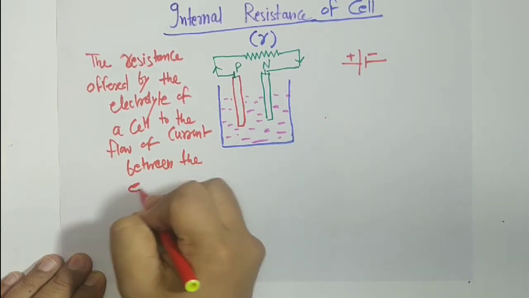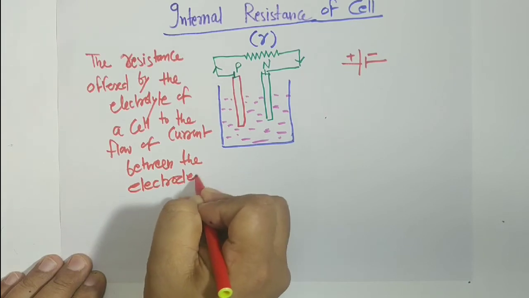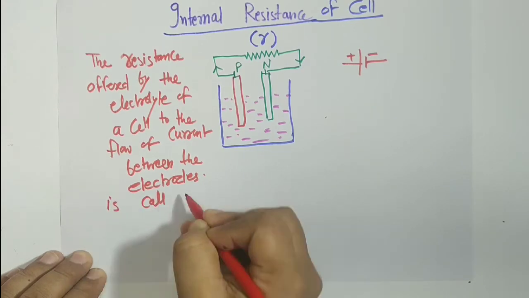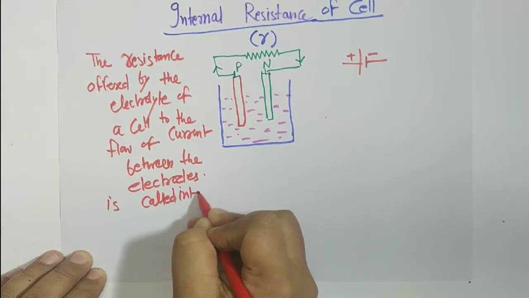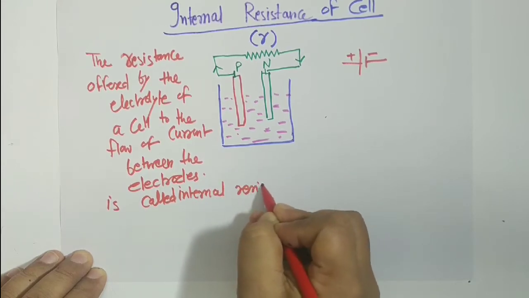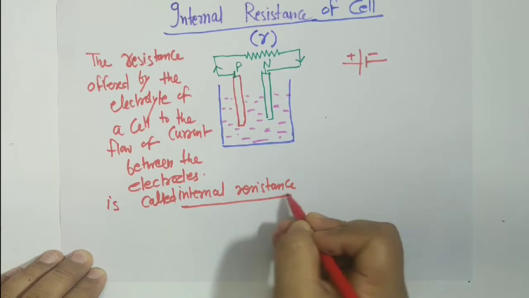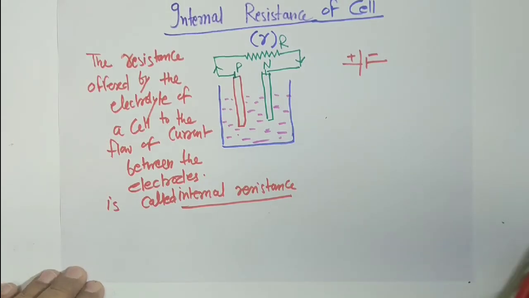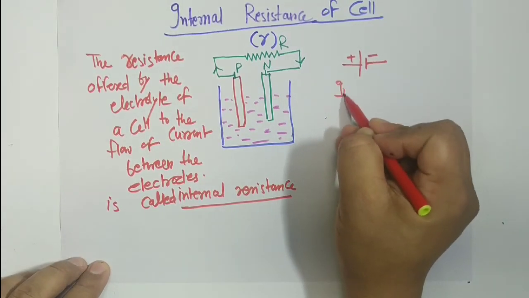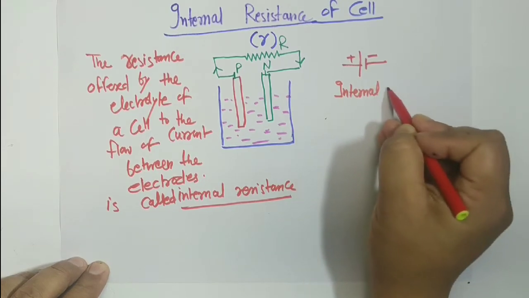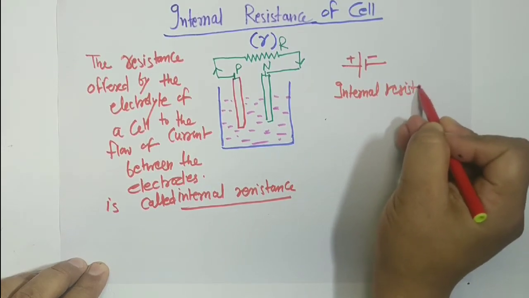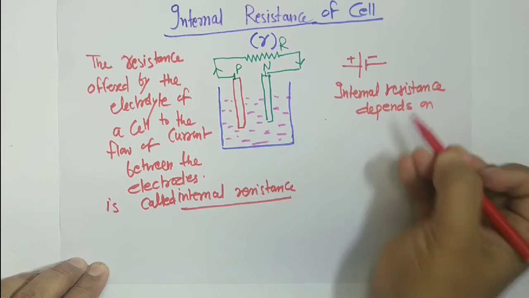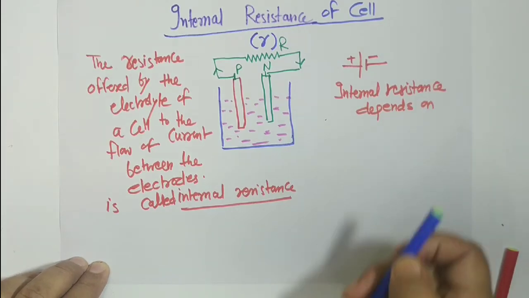You say that the cell is discharged, but exactly what is happening inside the cell is that there is an internal resistance. So it is called what? Internal resistance. You know that this wire is an external resistance, but there is an internal resistance which is coming inside the cell. And the internal resistance which comes inside the cell depends on certain factors.